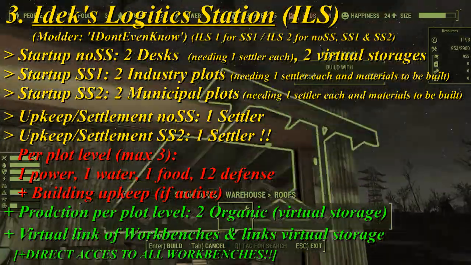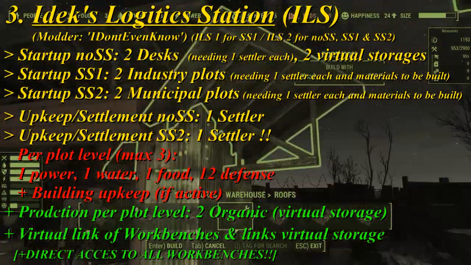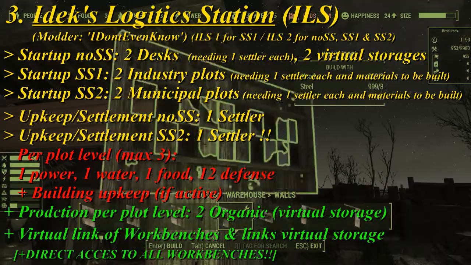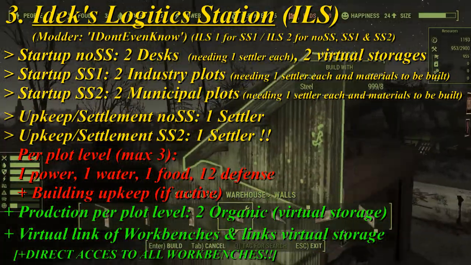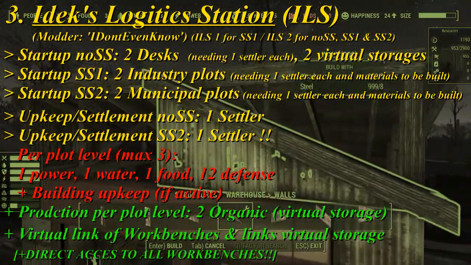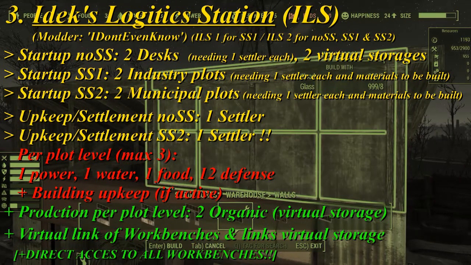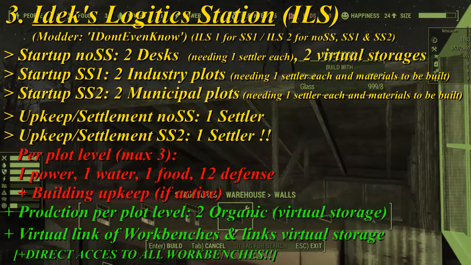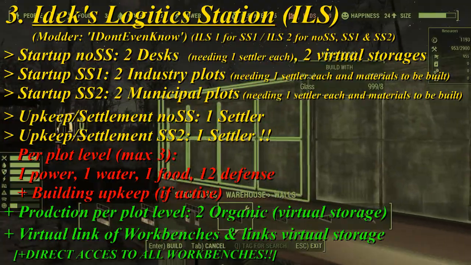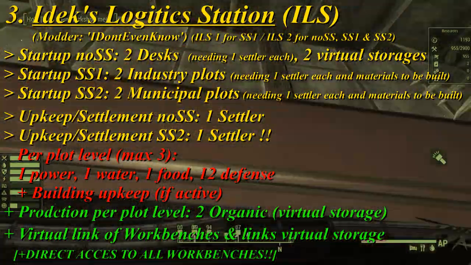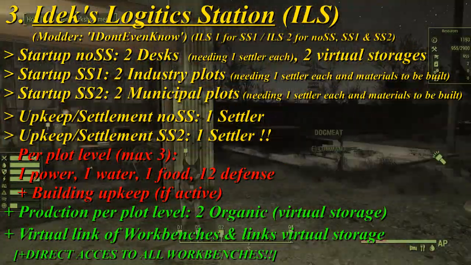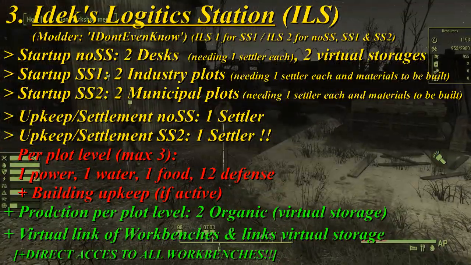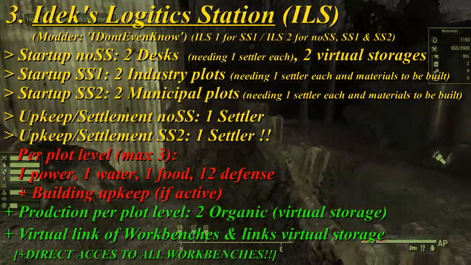The only drawback it does have, just like the caravan system, is that you need to build it and set it up in a new settlement. You need a provisioner there, you need a settler there, and you need the materials to build it all up. Another drawback of ILS is it does not have the fast travel system that the caravan system has, but that is the only drawback that I can think of over the caravan system.